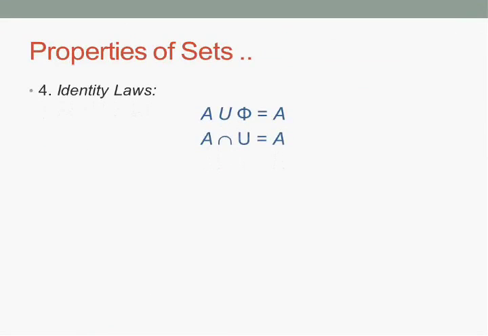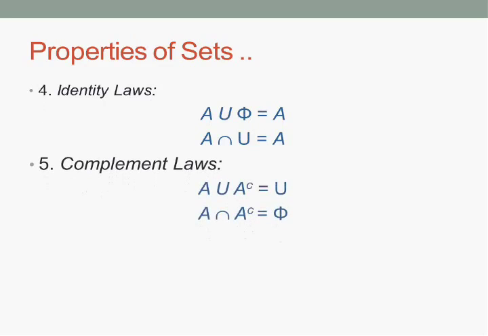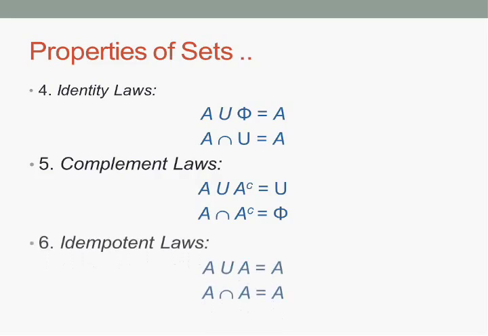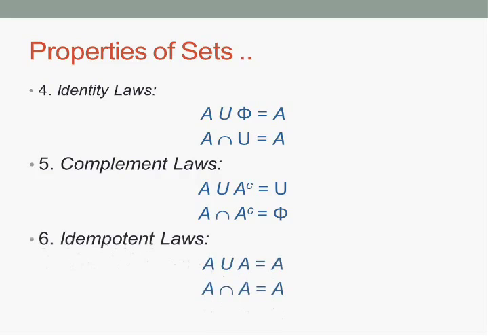Identity laws. It states that A union the null set is the set A itself. Similarly, A intersection the entire universal set is the set A. Complement laws. It states that A union A complement is the entire universal set, and A intersection A complement is the empty set. Idempotent laws. It states that A union A is the set A itself, and A intersection A is also A.